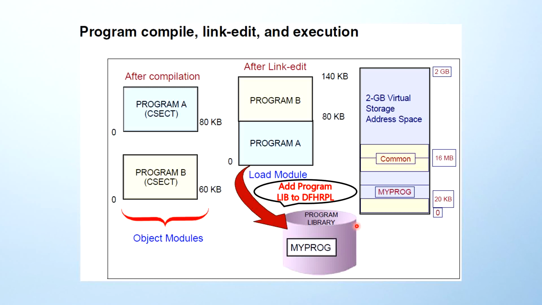And even in batch, you place the library where you have this myprog module under the STEPLIB. But here in CICS, you need to place that library under DFHRPL so that your CICS can scan through those libraries, find the respective program, load it into CICS and run it.